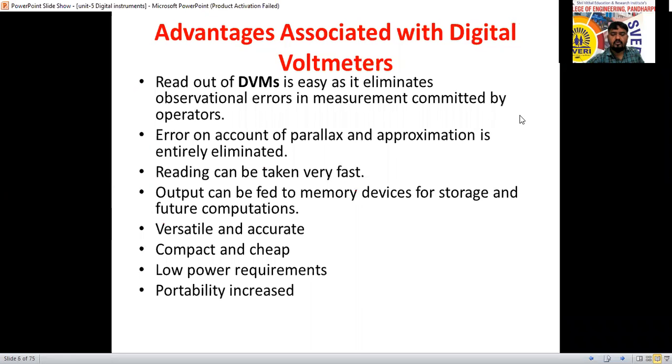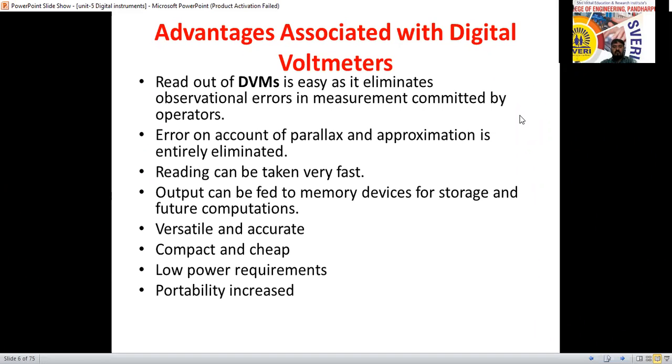Okay. So can anyone tell me what the advantages of digital meters over analog meters are? Advantages associated with digital voltmeters we are going to discuss here. We have already discussed in the first unit the static and dynamic characteristics: errors, dead zone, dead time, speed of response, linearity. These characteristics apply to these instruments as well.